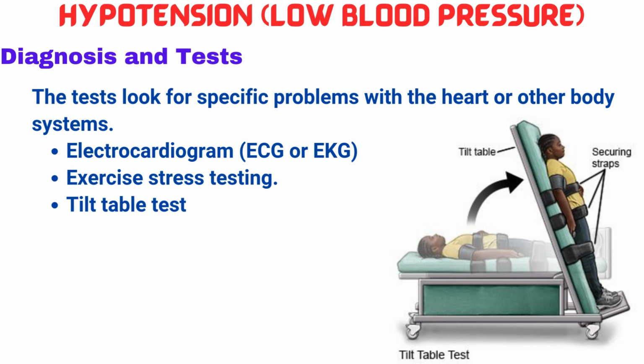The tests that look for specific problems with the heart or other body systems include electrocardiogram, exercise stress testing, and tilt table test. A tilt table test can study how the body reacts to change in position. The test involves lying on a table that is tilted to raise the upper part of the body. This mimics the movement from lying down to standing up. Straps hold the body in place. Heart rate and blood pressure are tracked during the test.